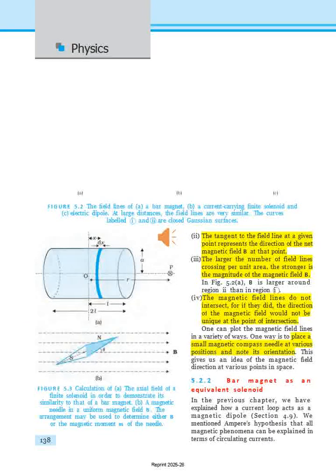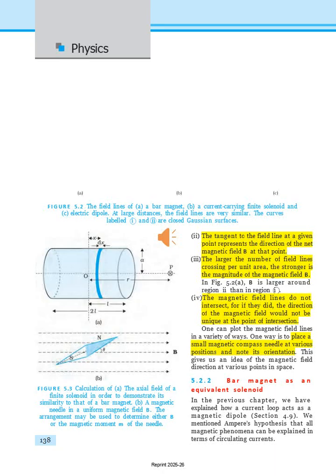II. The tangent to the field line at a given point represents the direction of the net magnetic field B at that point. III. The larger the number of field lines crossing per unit area, the stronger is the magnitude of the magnetic field B. In Figure 5.2, a, B is larger around region E than in region I. IV. The magnetic field lines do not intersect, for if they did, the direction of the magnetic field would not be unique at the point of intersection.